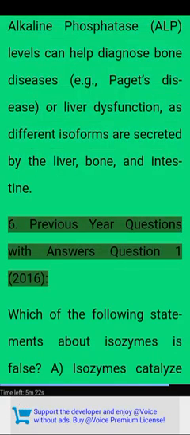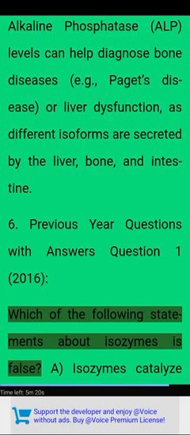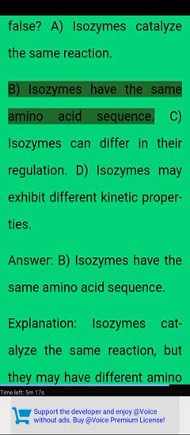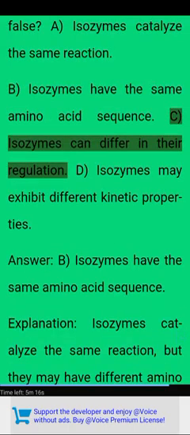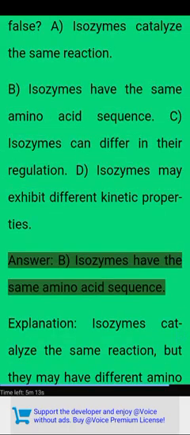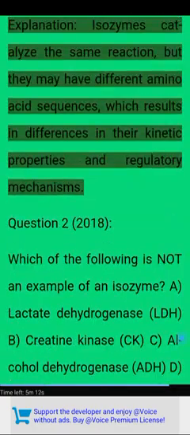6. Previous year questions with answers. Question 1, 2016. Which of the following statements about isozymes is false? A. Isozymes catalyze the same reaction. B. Isozymes have the same amino acid sequence. C. Isozymes can differ in their regulation. D. Isozymes may exhibit different kinetic properties. Answer. B. Isozymes have the same amino acid sequence.